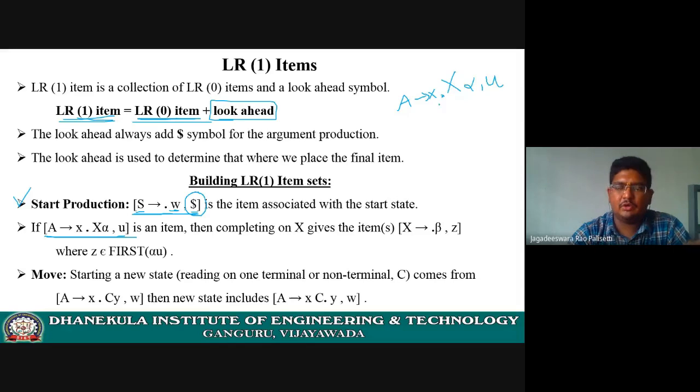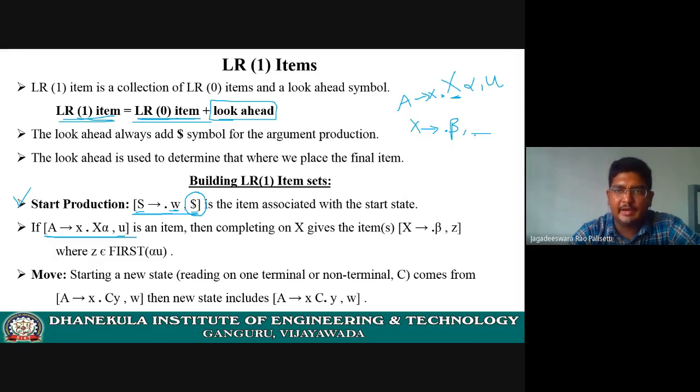If this is our production rule, here there is a capital X after the dot, a non-terminal. So what are you going to do? You are going to add a production rule which is derivable by capital X. Let us consider capital X is deriving beta. Capital X deriving beta is the production rule, so I have to add a dot operator, comma.